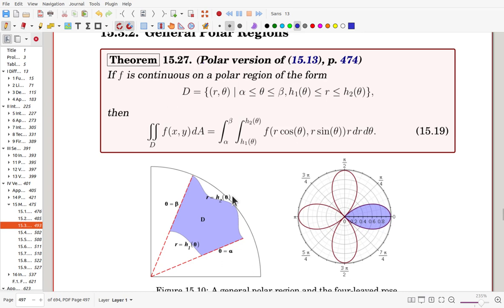Okay. So for the double integral, we can get it as this iterated integral. The outer integral for theta moves from alpha to beta, and for each theta, r is from h1 to h2. That is the integrand expressed as a function of r and theta, and dA is changed to be r dr d theta.